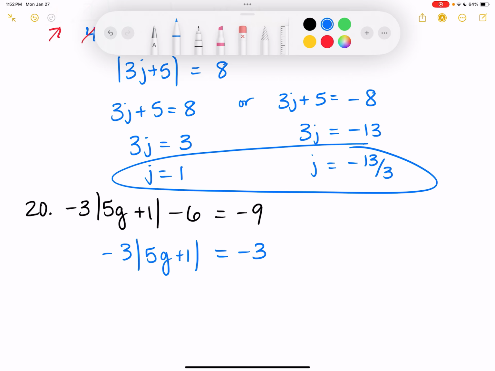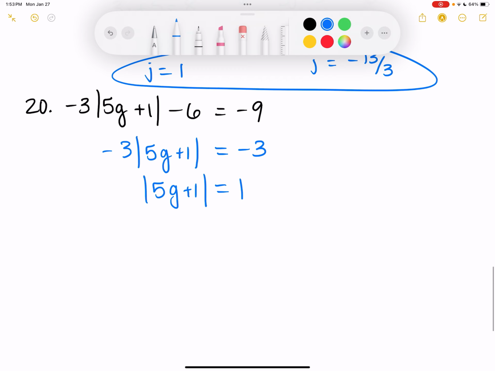You divide. Yes, I divide. To undo multiplication, we divide. So I'm dividing both sides by negative 3. So over here, that leaves me with 5g plus 1. Negative 3 divided by negative 3 is 1. So positive 1. So now, am I good to continue? Yes, because it's positive.